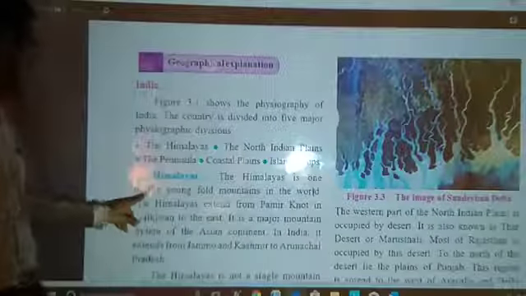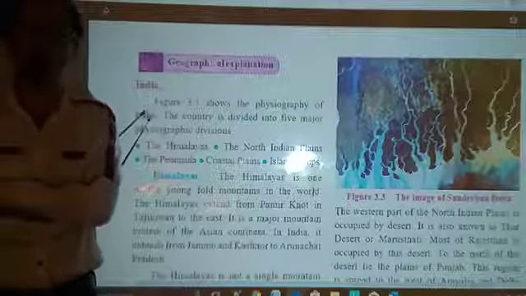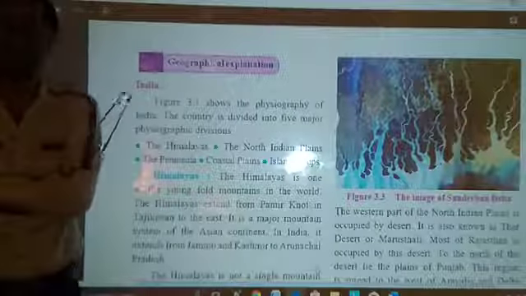So the Himalaya is one of the young-fold mountains in the world. When we see the altitude, its structure, its rocks, it's also a rocky mountain. These mountains are born out of volcanic eruption. So obviously we thought that Himalayan mountains must be old, but these are not old mountains. These are young-fold mountains.